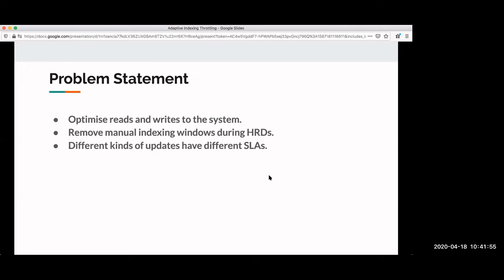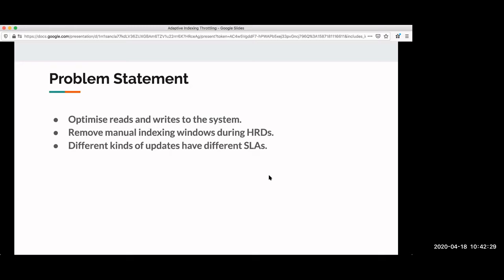Then the third problem we are trying to solve is that different kinds of updates have different SLAs, or service level agreements. So say if a discount update comes to me, that should be visible as soon as possible. Because if a product went from 50% to 60% and there is some delay in updating that, it's a business impact. It's a revenue impacting thing. And it's also a customer experience impact. But say a product title changed from Nike men's shoes to Nike men's shoe, I just removed an S from the title.